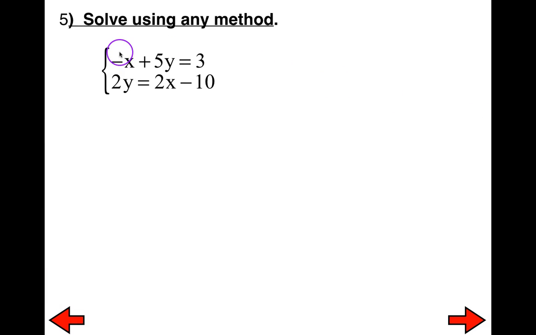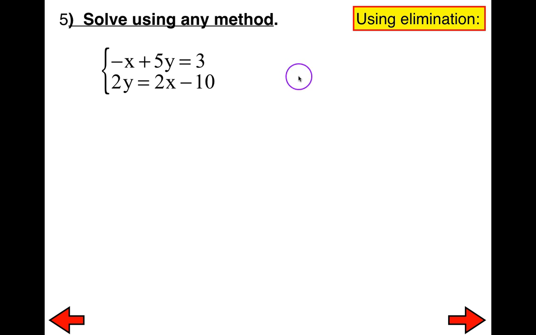So go ahead and pause the video and try this one on your own. You get to choose whatever method you want. It could be elimination or it could be substitution. I highly suggest that you don't choose graphing just because I'm not providing you any graph paper. So go ahead and pause the video and try this one on your own.